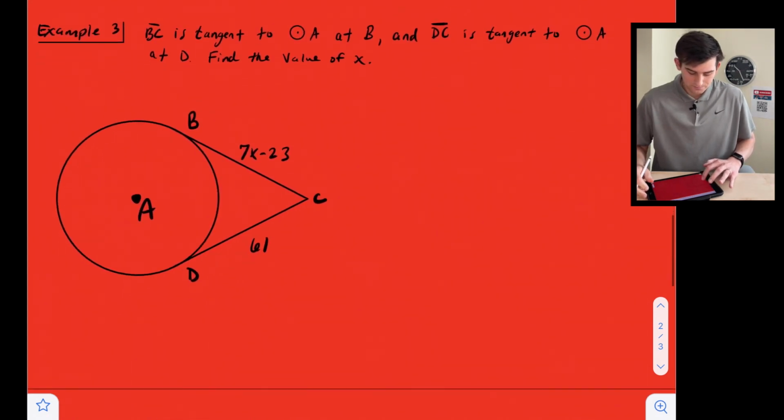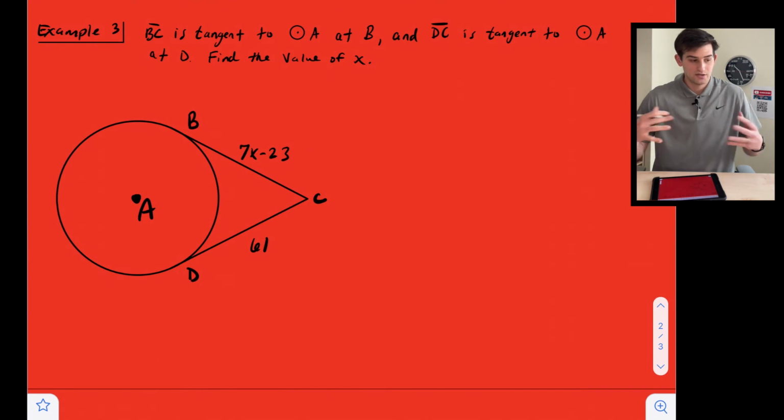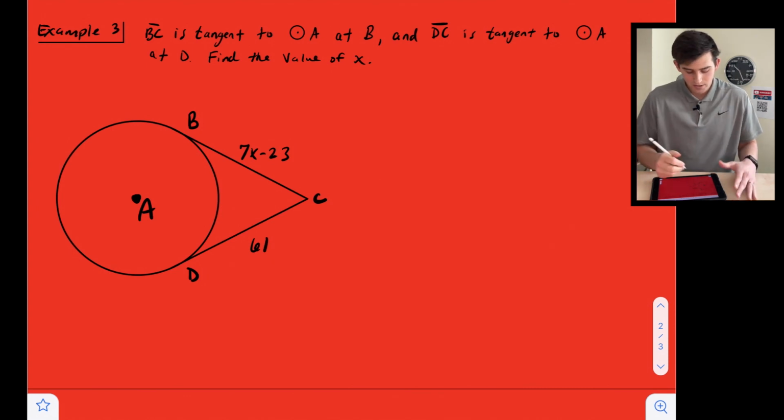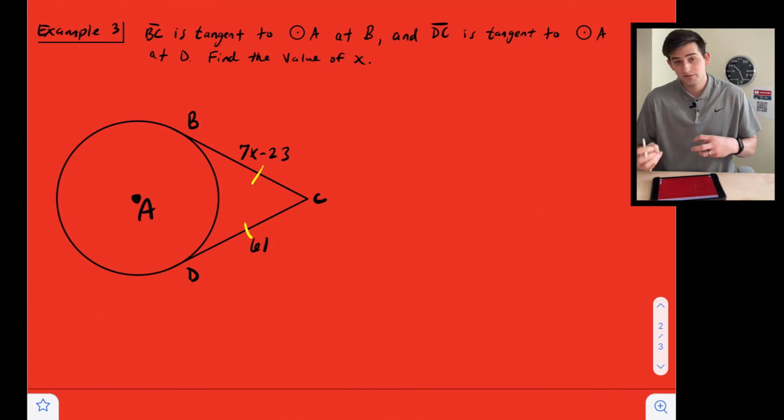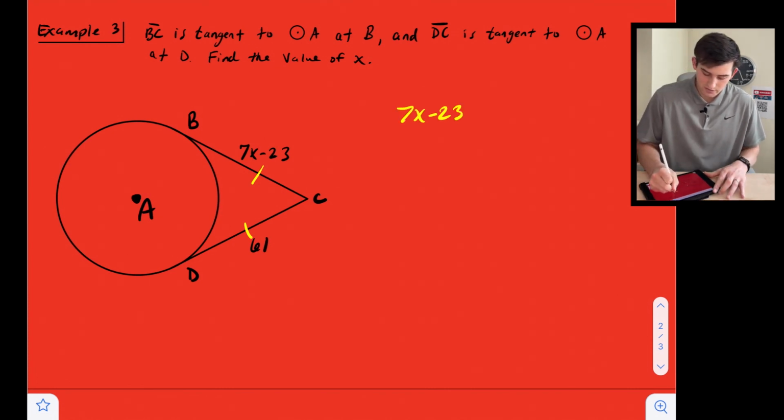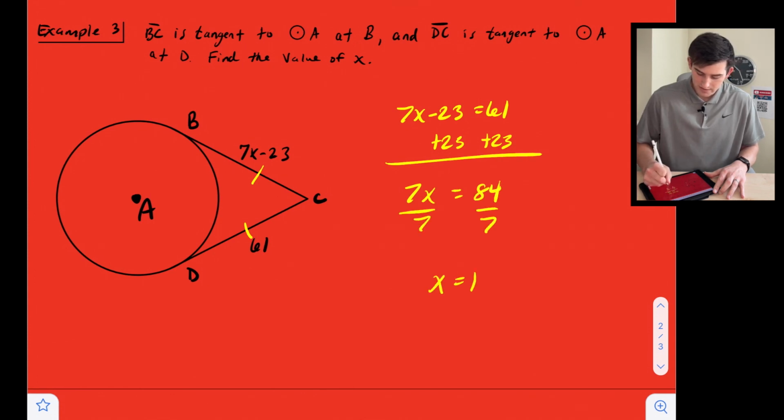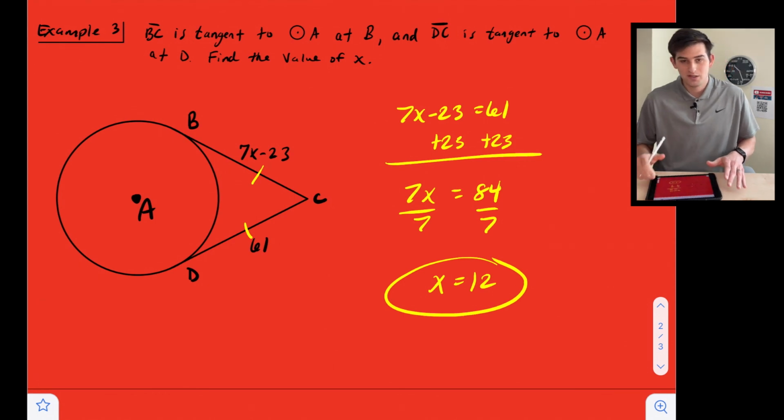All right, last example. This involves our external tangent congruence theorem, and it says segment BC is tangent to circle A at point B, and segment DC is tangent to circle A at point D. Find the value of x. As long as we remember this theorem, we know that since both of these segments are tangent, we can just set them equal to each other because they should be congruent. So we're going to say 7x minus 23 equals 61. We will add 23 to both sides, so we get 7x equals 84. And we'll divide both sides by 7 to get a final answer of x equals 12.